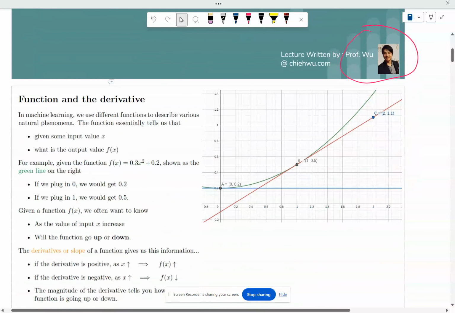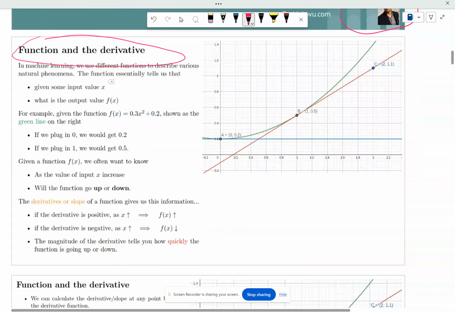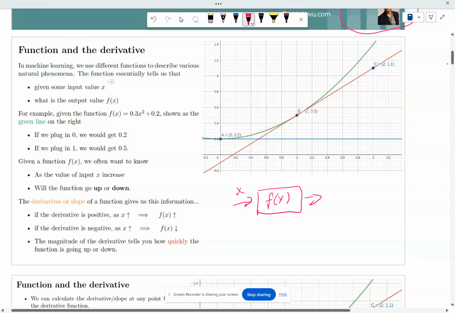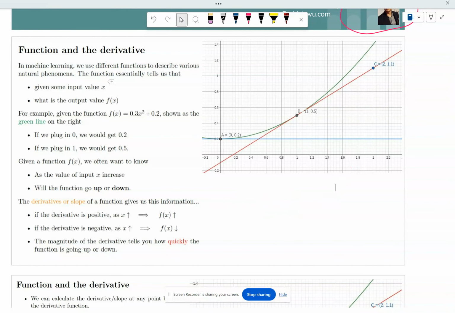So functions. Hopefully by now, at this point, you've dealt with functions in your previous classes. In machine learning, we very often use different functions to describe various natural phenomena. You can think of a function as something where you put some value inside, and the function spits out some kind of result. So you put x in, you get y out. That's not a foreign concept to you, hopefully.